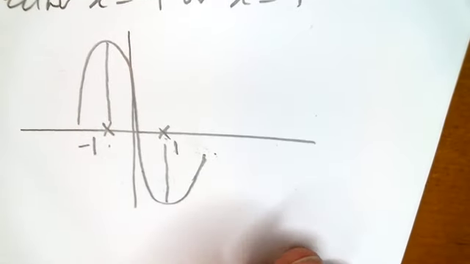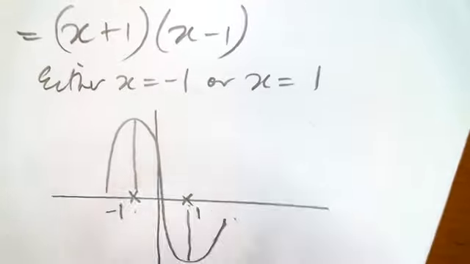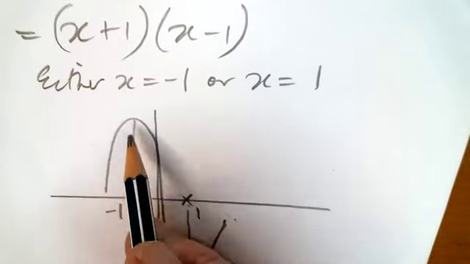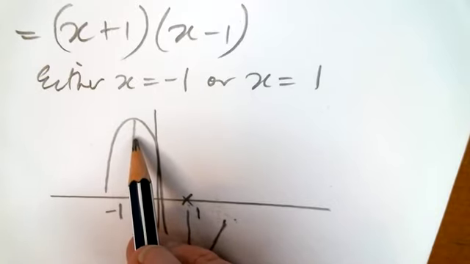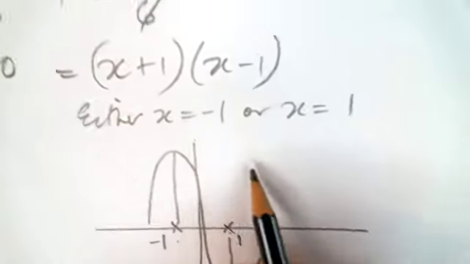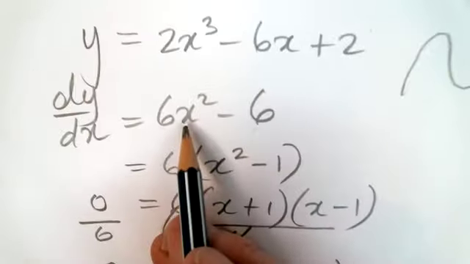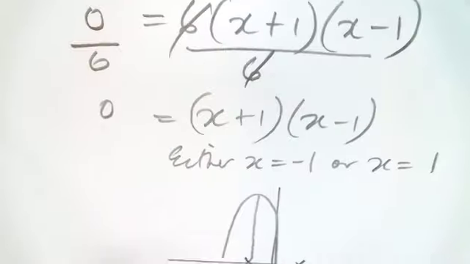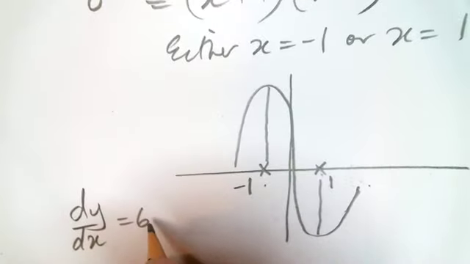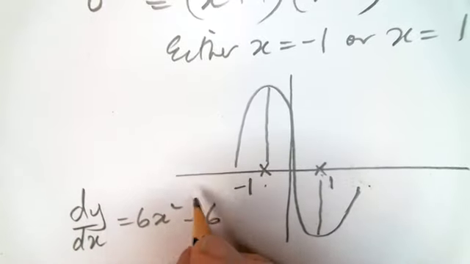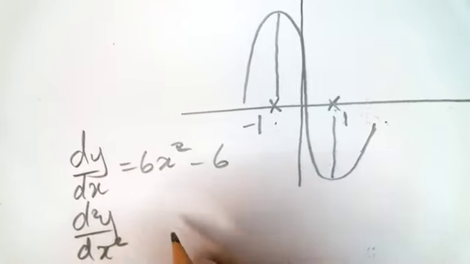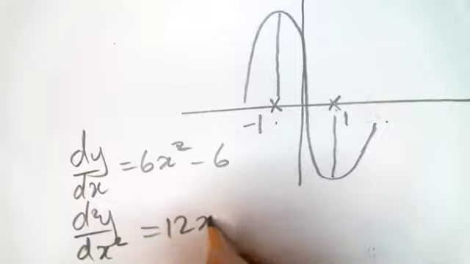Now, we need to be able to prove which of these particular points is a maximum or minimum. We can see what it is if we can draw the graph. But if we can't draw the graph, how do we show which is a maximum and which is a minimum? Well, we take a second differential. We've differentiated once, and we get dy/dx equal to 6x squared minus 6. If we differentiate again, we go d squared y over dx squared, and we end up with 12x.